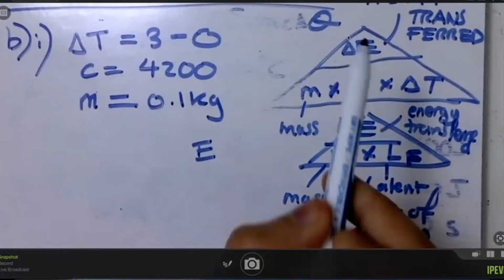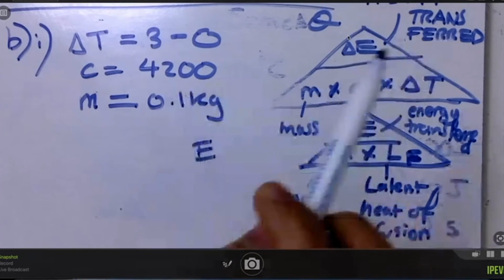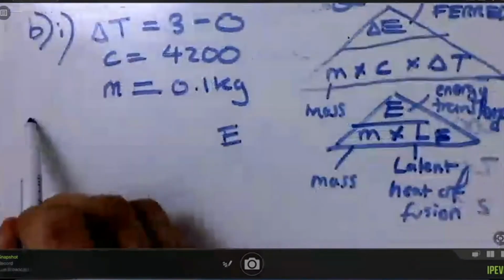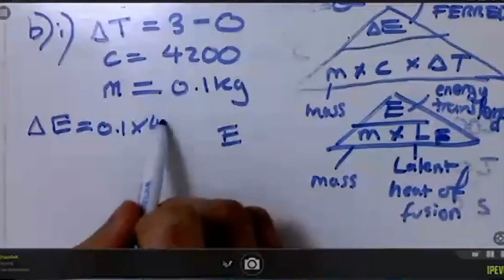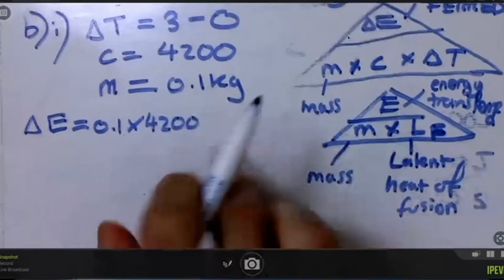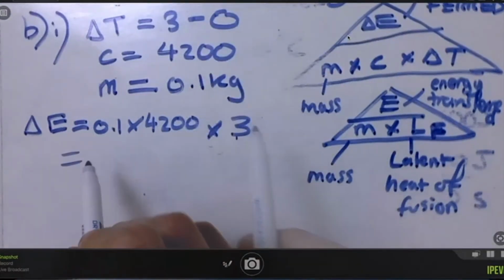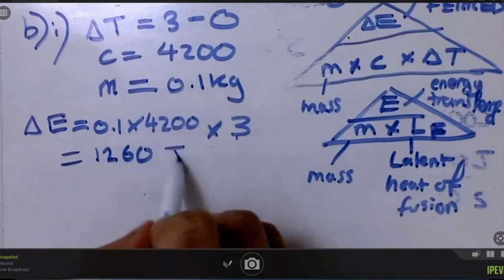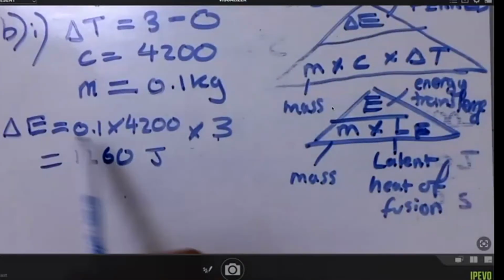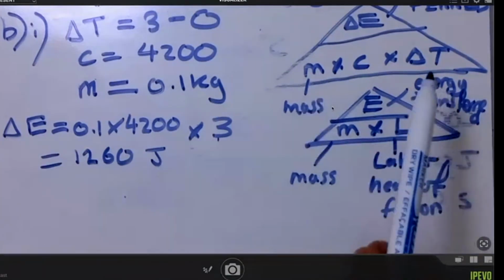So let me first of all work out the energy transferred in the first step of going from 3 to 0. So I write it out, delta E equals 0.1 times 4,200 times 3 minus 0 is 3. Should get something close to 1,260 joules. So we've worked out the energy bit for the specific heat capacity for the temperature change.